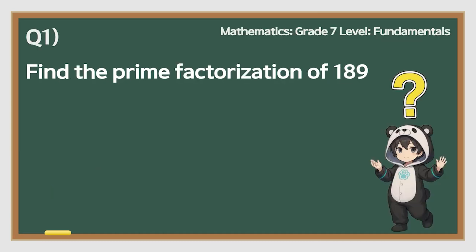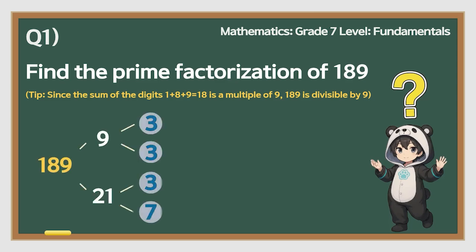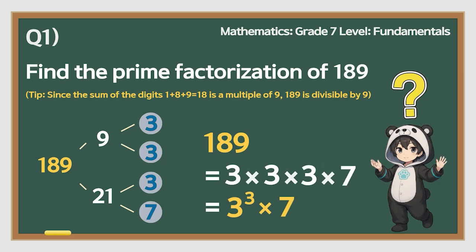Now, let's try a real problem from a textbook. Can we find the prime factorization of 189? It looks like a big number, but here's a tip. Add up all the digits. 1 plus 8 plus 9 equals 18. Since 18 is a multiple of 9, 189 must be divisible by 9, or 3. Using our method, we find that 189 is 3 times 3 times 3 times 7. So the DNA of 189 is 3 cubed times 7.